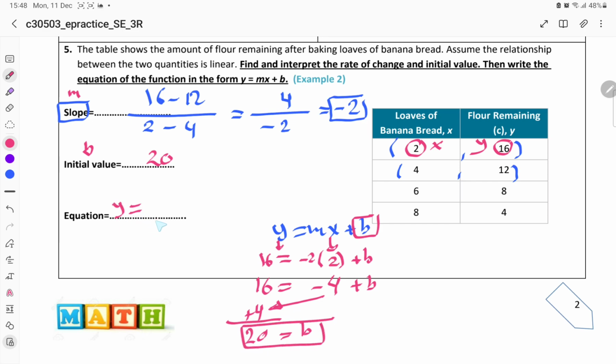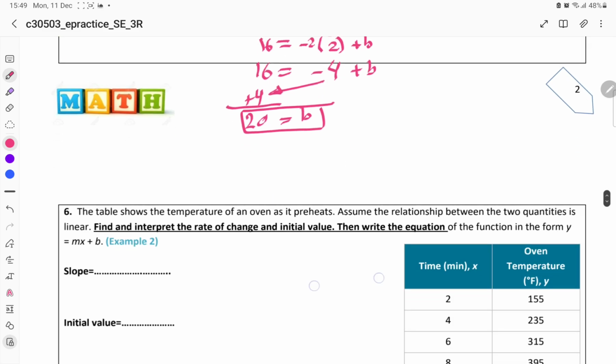Equation: y equals mx plus b. m is negative 2, so negative 2x plus b, which is 20. So again, I substituted m, negative 2. x is from the point, x is 2, and y is 16. Negative 2 times 2 is negative 4. It will move to the left with positive. 16 plus 4 is 20. So b, or the initial value, is 20.